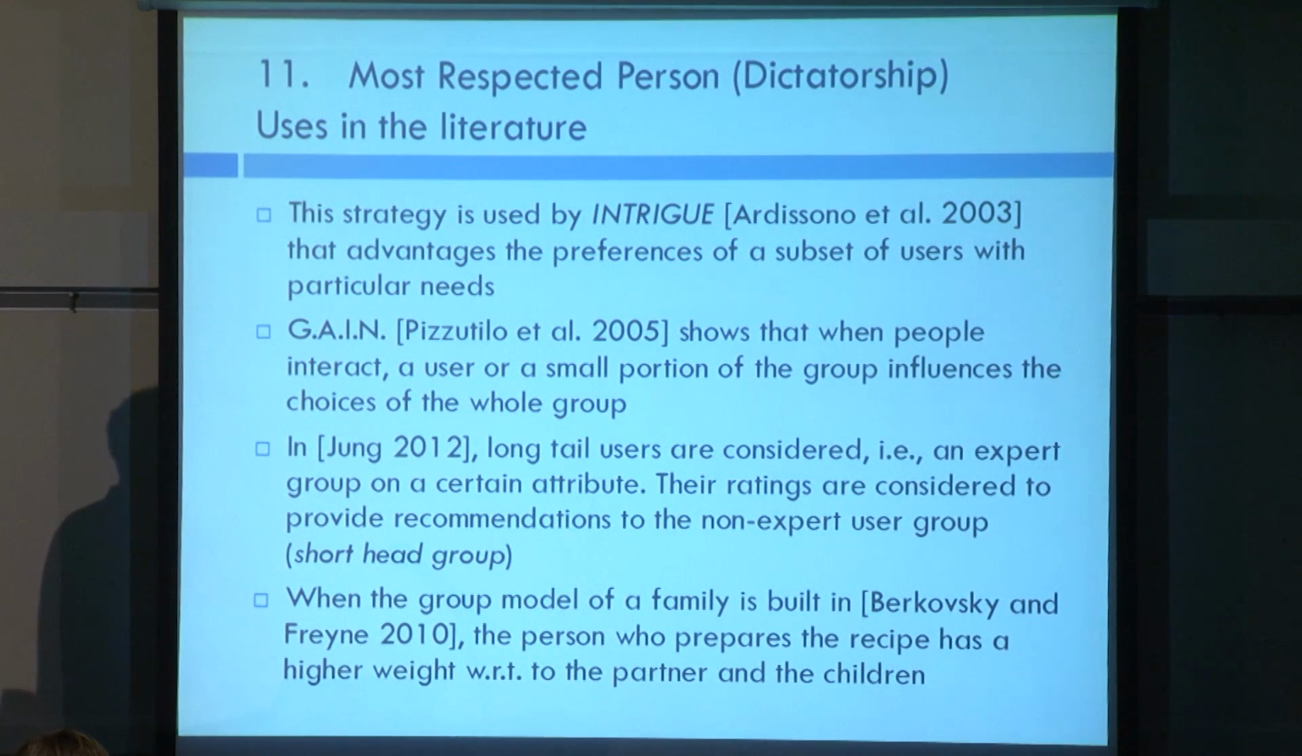Then the last paper we're going to see is a paper from 2011 by Berkovsky and Freyne, which considers that when a family is preparing a recipe, the person that is actually preparing, is actually cooking, has a higher weight with respect to, for example, a partner or her children.